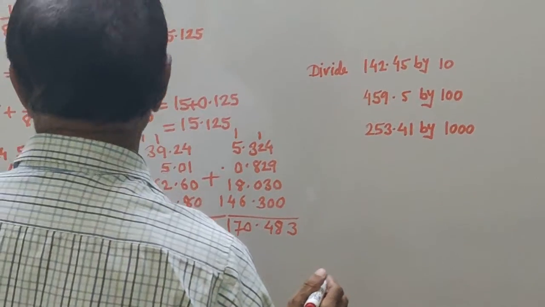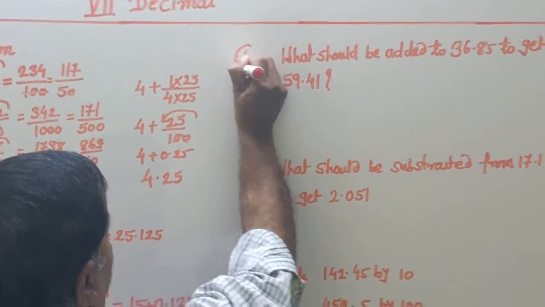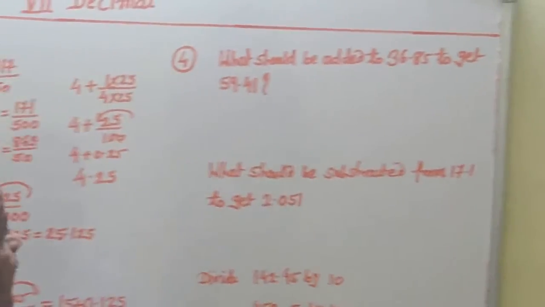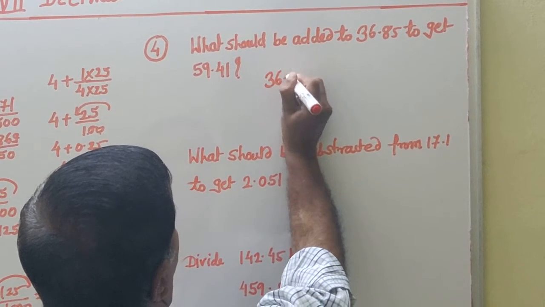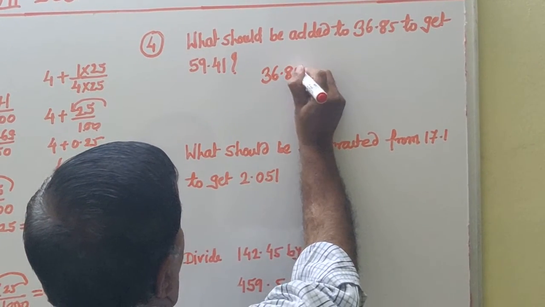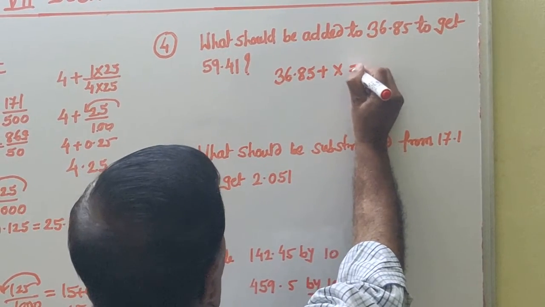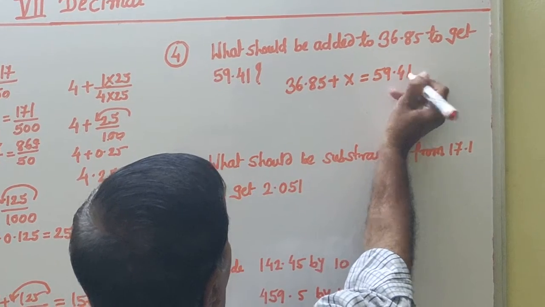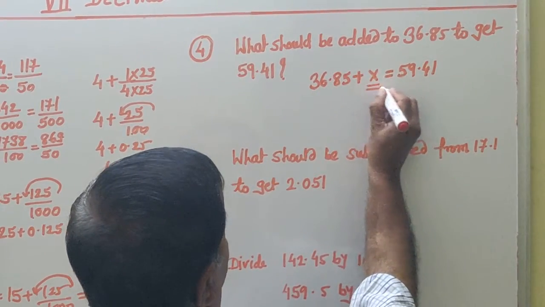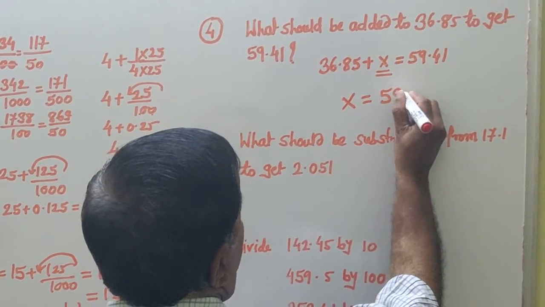Then we are going to solve the fourth problem. This is a word problem. Okay. What should be added to 36.585, plus I am writing here x. Okay. I want to find out to get 59.41. Okay. Now I want to find out the value of x. So I will transfer this to that side.